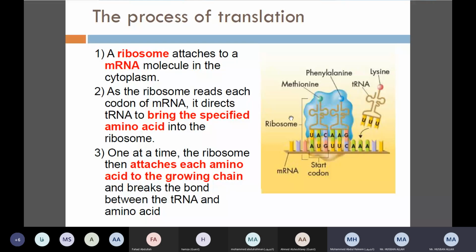The function of the ribosome is to read the codon. When it reads the codon, it gives a message to the transfer RNA to take the specific amino acid which is required for the codon and attach it on the polypeptide chain which is going to form.